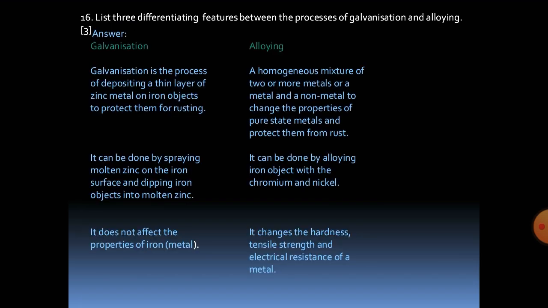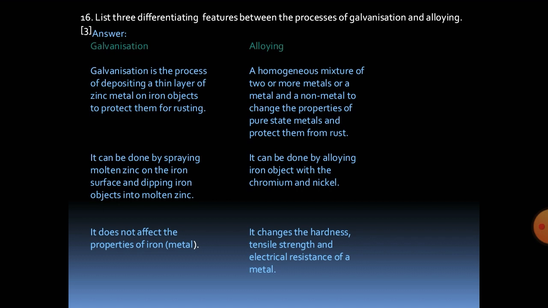The next question is that you have to differentiate between galvanization and alloying. So galvanization is the process of depositing a thin layer of zinc metal on iron objects to protect them from rusting. So we will make a layer of zinc so that it is prevented from further rusting. Alloying is a homogeneous mixture of two or more metals or a metal and a non-metal to change the properties of a pure metal and protect them from rust.